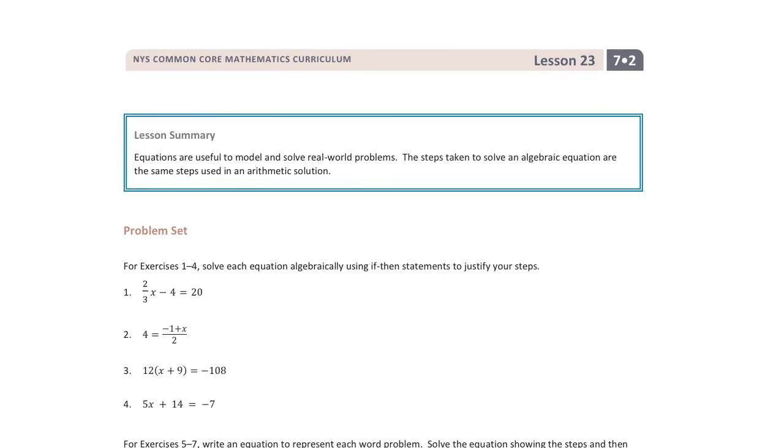So our lesson summary for lesson 23 is that our equations are useful to model and solve real-world problems. The steps taken to solve an algebraic equation are the same steps used in an arithmetic solution.